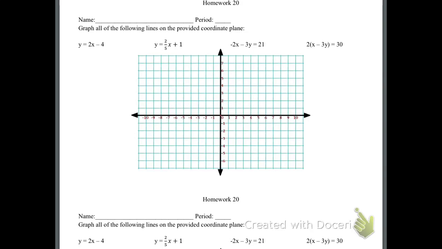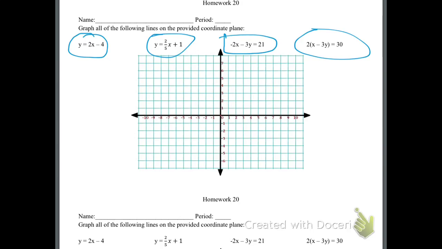Alright, homework 20 is a different type of homework, mainly because you're not solving systems. All it says is to graph lines on the coordinate plane. Okay? We got two equations that are already set up, ready to go, and we can do that. But we have two that aren't ready to be graphed. We have to solve them for y.